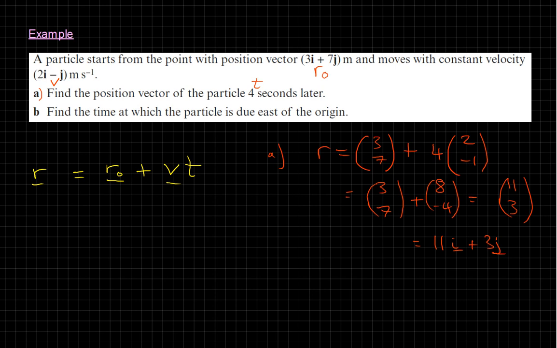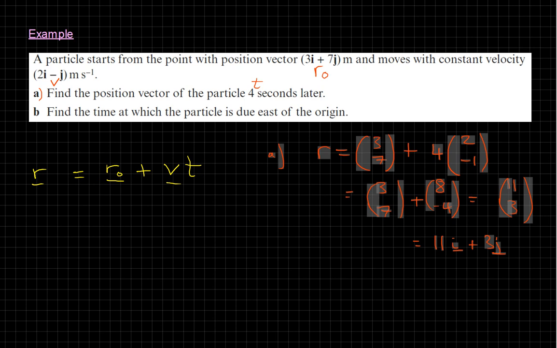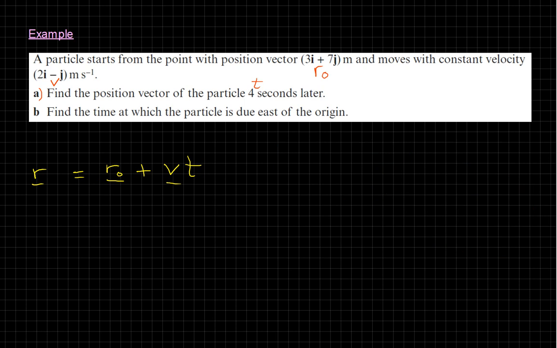Let's have a look at part B. Find the time at which the particle is due east of the origin. Okay, so in order to do this, we need to remind ourselves, we've got to be quite specific about what it means when it's saying due east. In other questions, it might give you something else like due north, due south, and so on. Let me just draw out a little compass. Okay, so you've got your northeast, southwest. Now, if a vector is due east, it means it's perfectly horizontal.